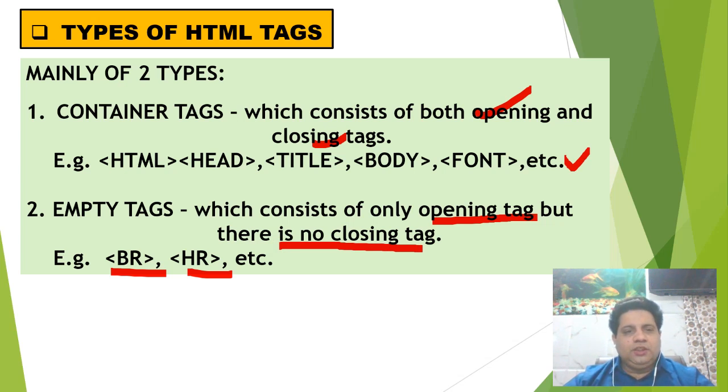Is that clear? So there can be two types of HTML tags: container tags that consist of both opening and closing tags, for example HTML, head, title, body and font, and then there are empty tags which consist of only an opening tag but there is no closing tag.